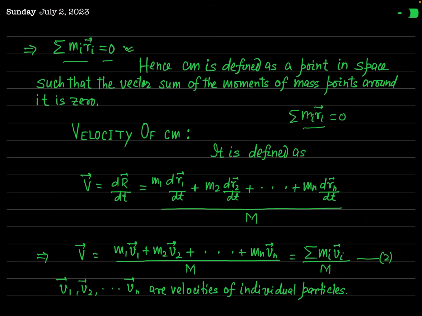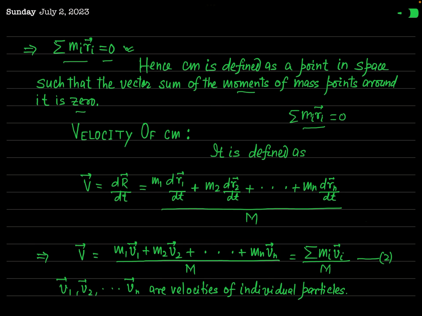In this way, we define the center of mass as a point in space about which the vector sum of the moments of mass of all point masses is equal to 0. So you can define the center of mass of a system as the point about which the total moment of mass of the system, or the vector sum of the moments of mass of the point masses around that point, is equal to 0. Okay, I think you have learned what this center of mass is.